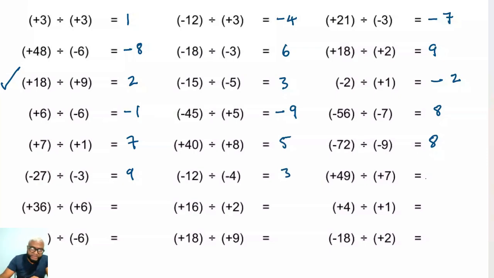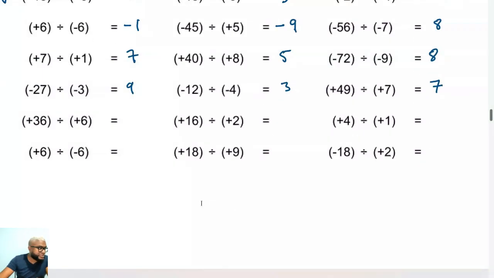Next question. Positive 49 divided by positive 7. Right. Amani, next 2 lines, quickly. The last 2 lines, Amani. There you go, Amani. Let's get my answers. Yes, sir. So, positive 36 divided by positive 6 is positive 6, sir.